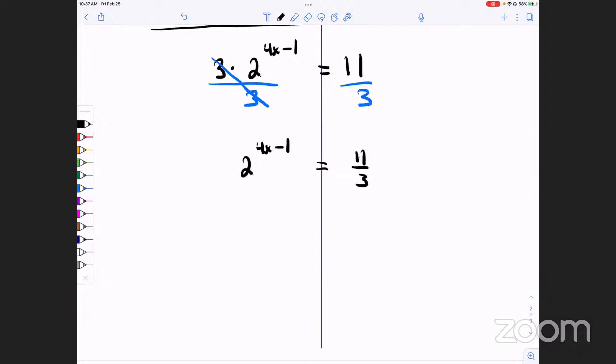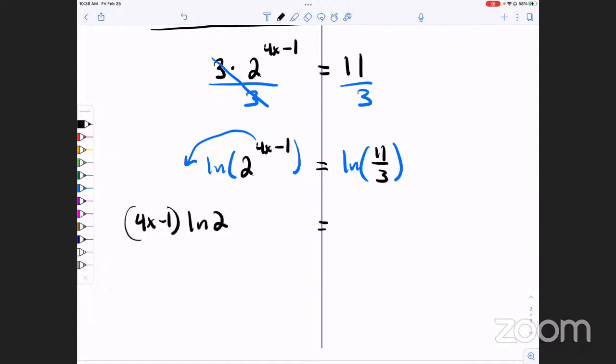To undo exponential processes, we take the log or natural log on both sides. The inverse of exponential is natural log or log. Once we take the log of the exponent, that allows us to get the power out of the exponent. On the right, we're going to leave it as is. Let me just write it to be thorough. So now we have 4x minus 1 times the natural log of 2.